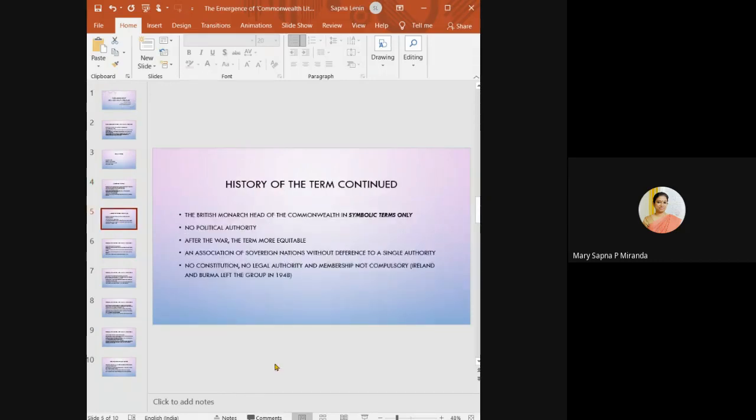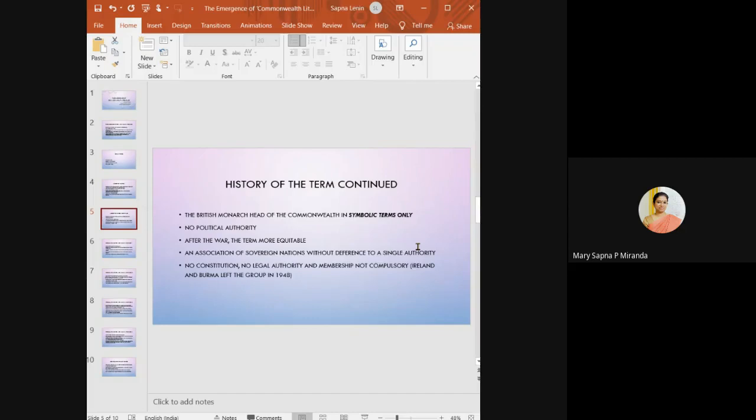Now, what is this Commonwealth? Who is the head of the Commonwealth? The British monarch. So right now we have Queen Elizabeth. So whoever is on the throne is the figurehead of the Commonwealth. So the British monarch is the head of the Commonwealth, and that headship is only symbolic. He or she does not have any real power over all these Commonwealth countries. It's just an idea, just an understanding. So there is no established political authority, no more political authority.